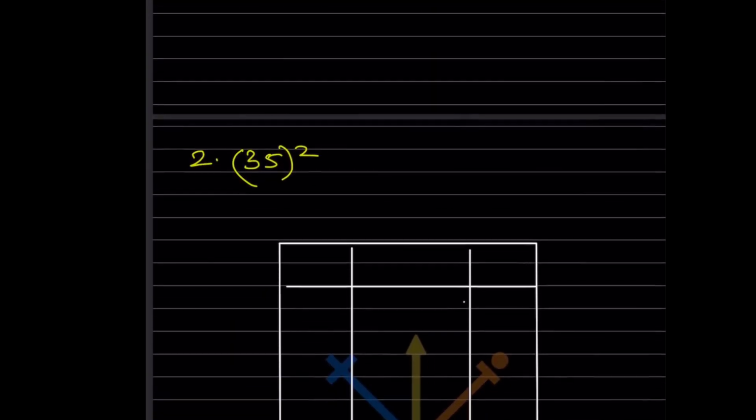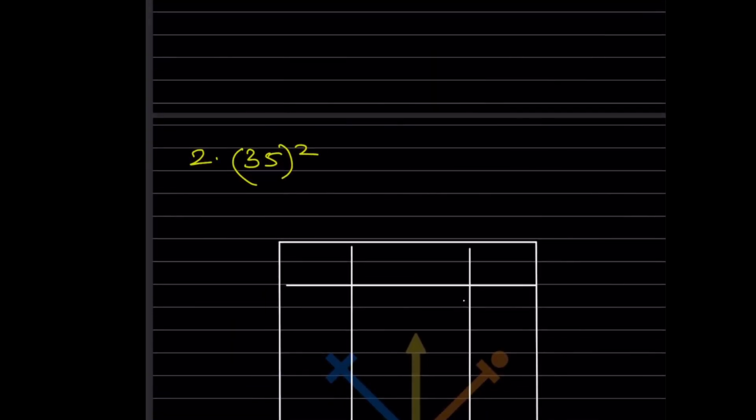Now see here, this is 35. So 35 means A is going to be 3 and B is going to be 5, because the unit place, as I said, is 5. This will be B and this is A. So now again you are going to do the same. You are going to write here A square, here 2 into A into B, and here B square.